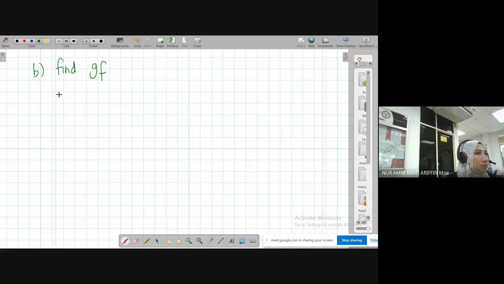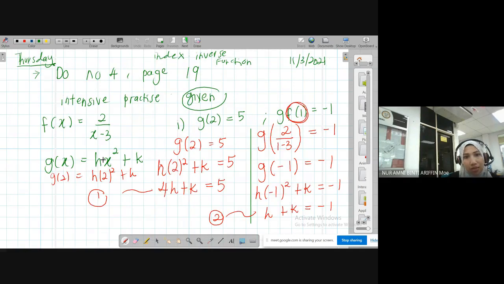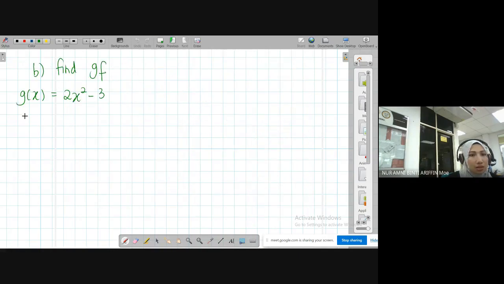Siapa dapat sempat buat? Ada tak? Hello, doing ah. Okay, buat dulu. Which is given, okay, g(x) equal to 2x square minus 3. Just replace the value for h and k. Jangan gunakan hx square plus k, sebab you dah dapat, you already get the value for h and k. So you just replace the value for h and k in the function of g(x) lah. Okay, and then f(x) equal to 2 over x minus 3. Okay, so find gf.